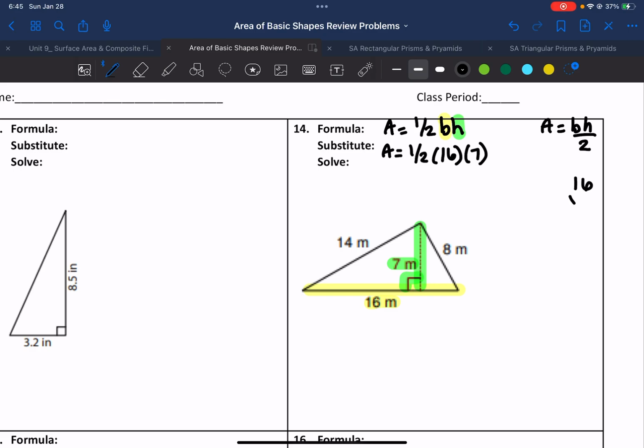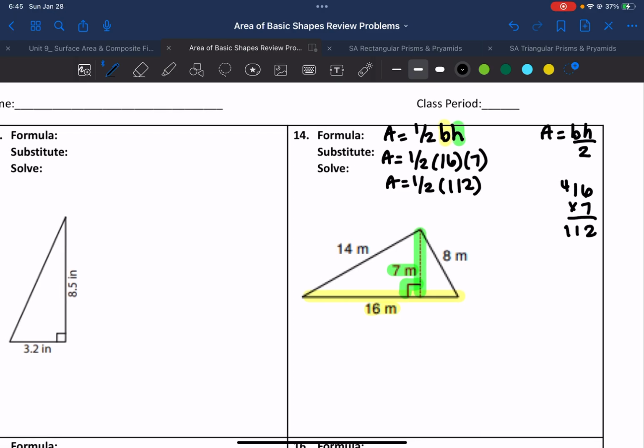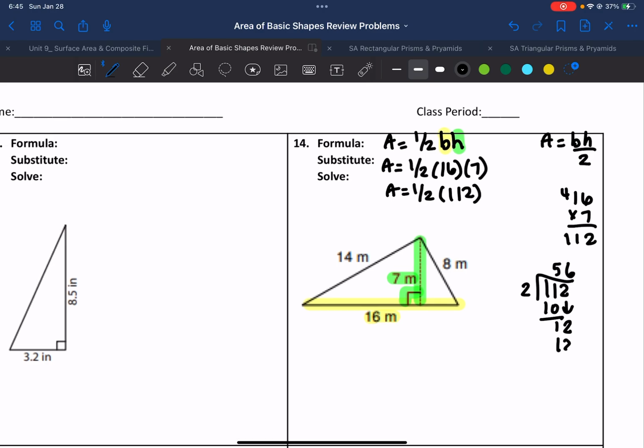All right, 16 times 7, 6 times 7 is going to be 42. 7 plus 4 is going to be 11, so we get 112, okay? Area is equal to 1/2 times 112. What this means is that you're going to divide by 2 or multiply by 0.5. Let's go ahead and take 112, divide that by 2. 2 can go into 11 5 times. That would be 10. And then I can go into 12 6 times. Okay, so my final answer is 56 meters squared.